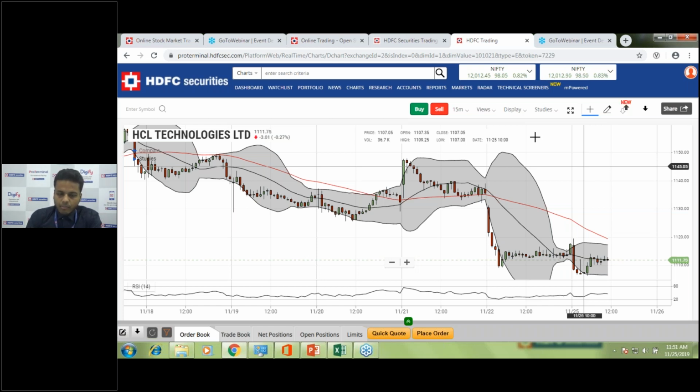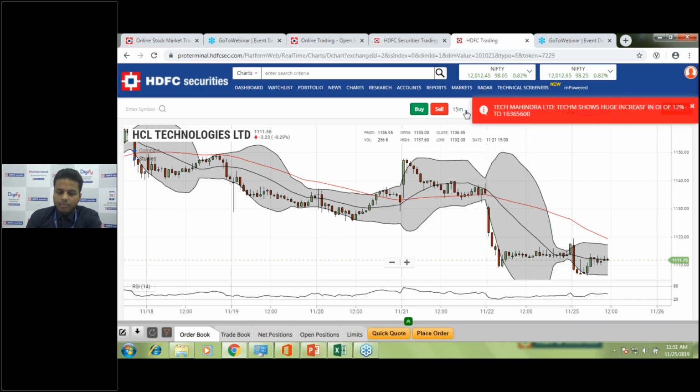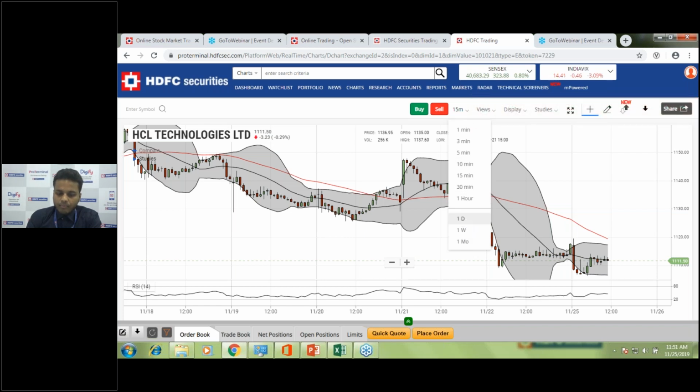This is again for a time frame of 15 minutes. We can also change our time frame by clicking on the 15 minutes. We can go for 30 minutes, 1 hour, or even up to 1 day, 1 week, or 1 month time frame.